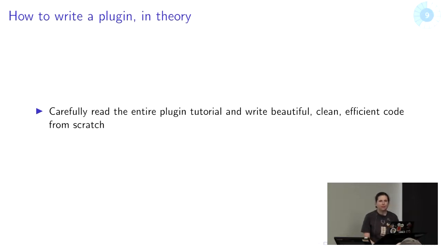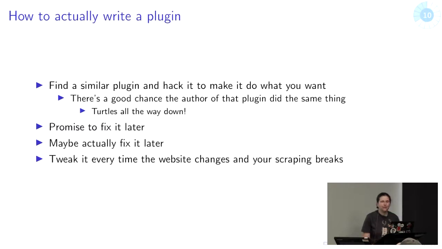So how do we write a plugin for Calibre? We carefully read the entire tutorial for writing plugins, and then we sit down and we write this beautiful, efficient piece of code. And I told you that I like science fiction and fantasy because obviously nobody ever does this. The way that you actually write a plugin is you find another plugin which does kind of what you want but with the wrong page, and then you find the web scrapey bits and you throw them away and you put in your own bits and you keep hacking it until it's fine and it seems to work.